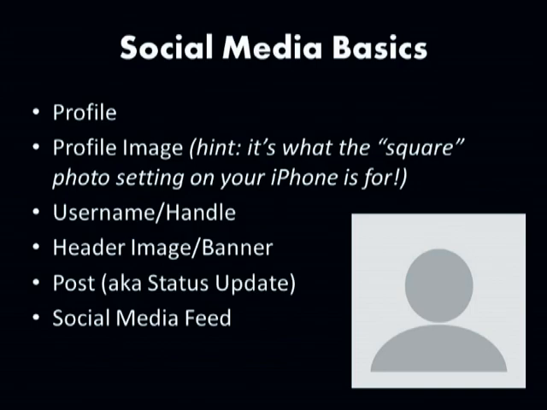And then profile images are the square pictures that usually come along with the profiles. So if you've ever been in your iPhone, if you have an iPhone, and you've noticed that the camera has a square shooting mode, that's what it's for. The square mode is for shooting profile pictures, because usually they're square. So that's the hint there.